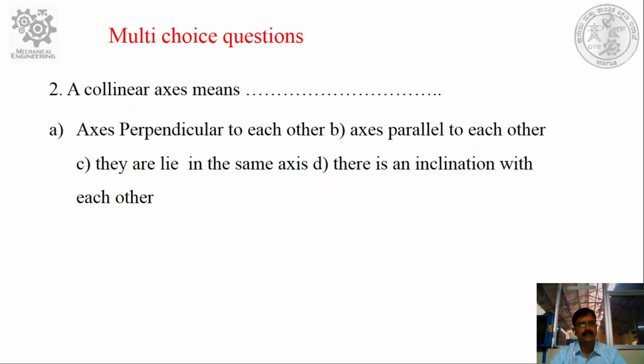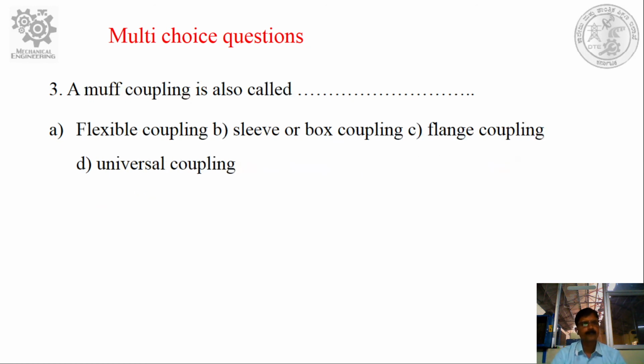Next, collinear axis means. The choices are axis perpendicular to each other, axis parallel to each other, lying in the same axis, or having an inclination with each other. The suitable answer is lying in the same axis. Third question, a muff coupling is also called flexible coupling, sleeve or box coupling, flange coupling, or universal coupling. Muff coupling is also called the sleeve or box coupling.